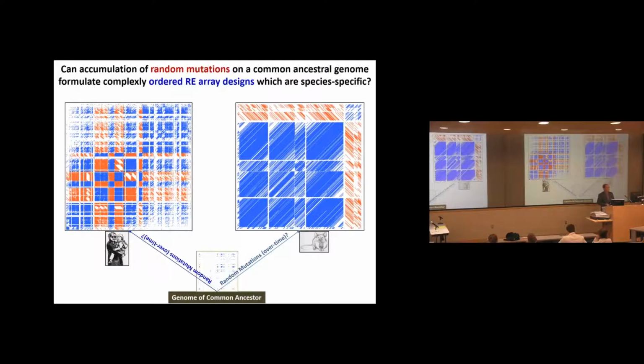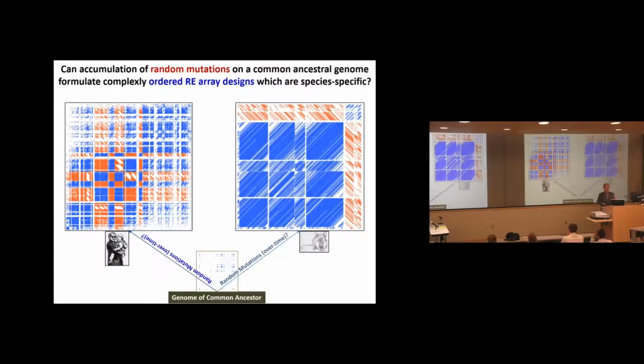So on the left, there is one human RE array. On the right, there is a mouse RE array. So the single origin of species, we can say that from the genome of a common ancestor through random mutation, it will generate new species. So I'd like to ask you a question. Is it really possible to come up with this sophisticated structure or configuration with the accumulation of random events?